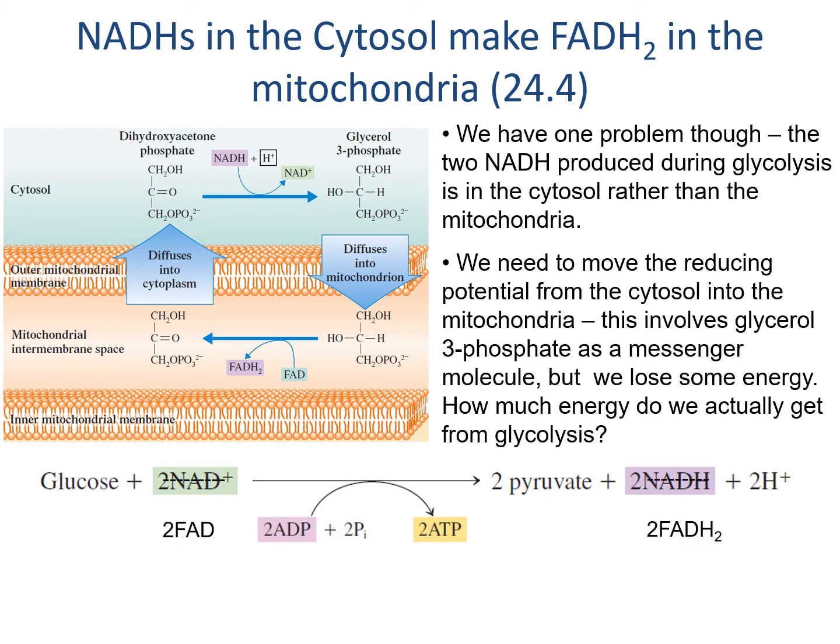So the 2 NADH produced in the cytosol by glycolysis are really only worth 2 FADH2 once they're moved inside the mitochondria. Our total yield then becomes 2 ATP directly from glycolysis plus 3 ATP from the NADH in the cytosol once their electrons are transferred to FADH2 in the mitochondria for a total of 5 ATP from glycolysis, and then 2 pyruvate as well.